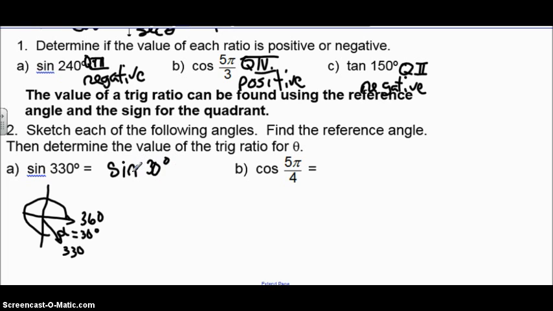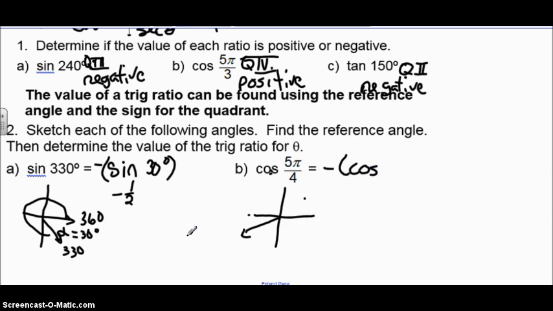Okay, we looked at this in lesson 1.5 and we saw that the sine of 30 degrees would be 1/2. But 330 is in the fourth quadrant, and we know in the fourth quadrant sine has to be negative. So this would be negative 1/2. Okay, cosine of 5 pi over 4. So we do a quick sketch. Pi over 4, 2 pi over 4, 3 pi over 4, 4 pi over 4. So 5 pi over 4 is down here in the third quadrant. And we know in the third quadrant, cosine is going to be negative. So it's going to be negative cosine.